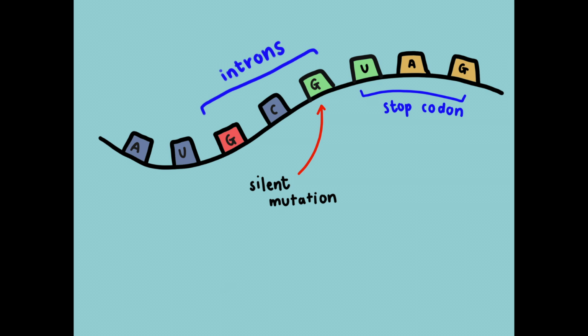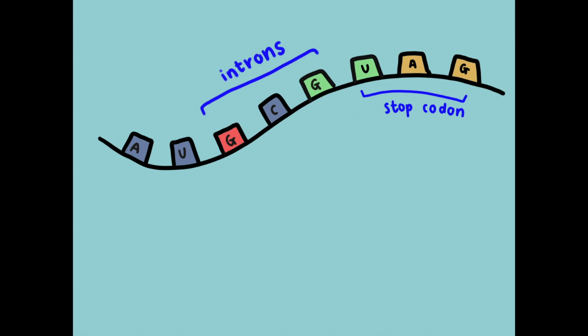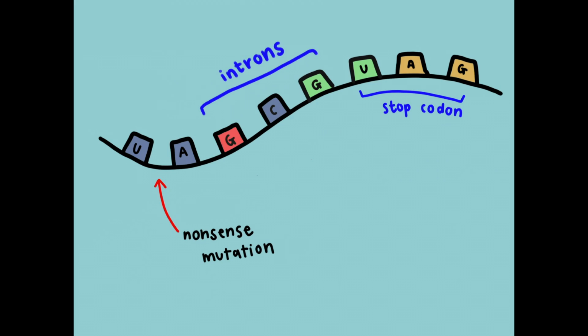The silent mutation is the mutation in the introns, where there is usually very little effect on the gene or protein. A nonsense mutation is where there is an accidental change in the sequence creating a stop codon, which in turn prematurely ends the creation of a protein.